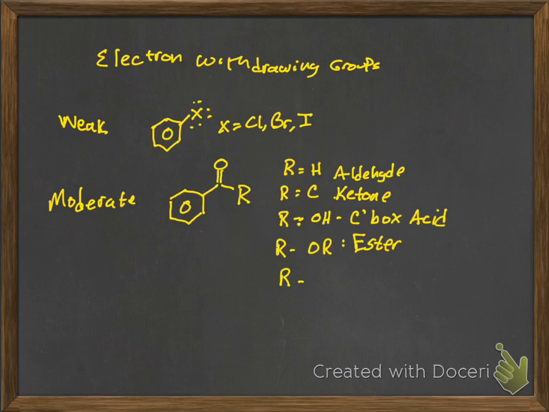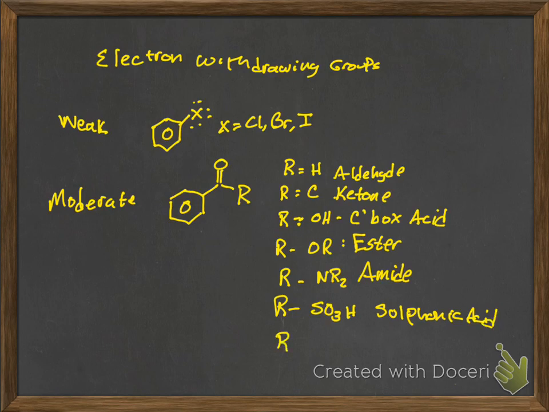It could be an amide, or the R could be a sulfonic acid, or R could be a cyanide. The one thing I do want to show you out of this is this carbon right here. The carbonyl carbon bears a partial positive charge. All right? That's what makes it electron withdrawing.